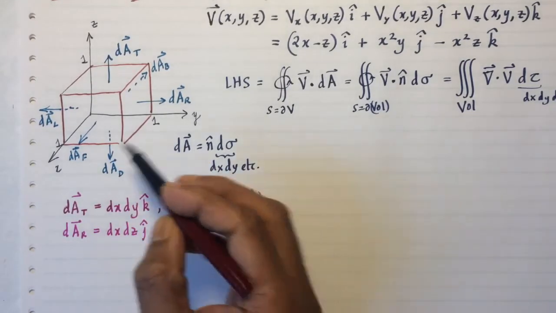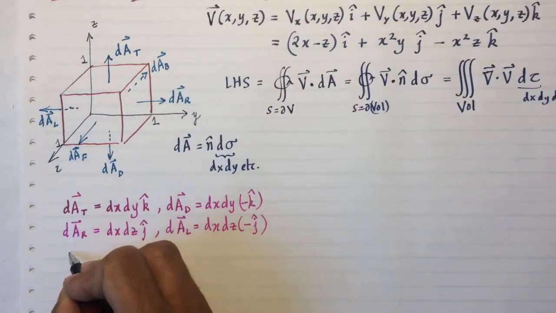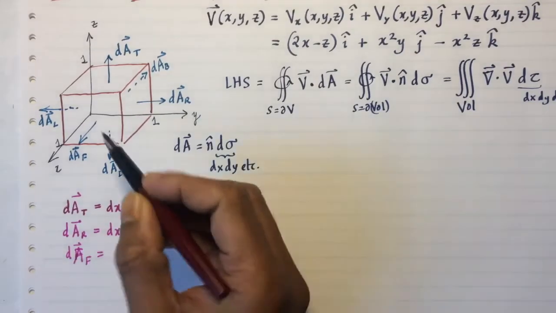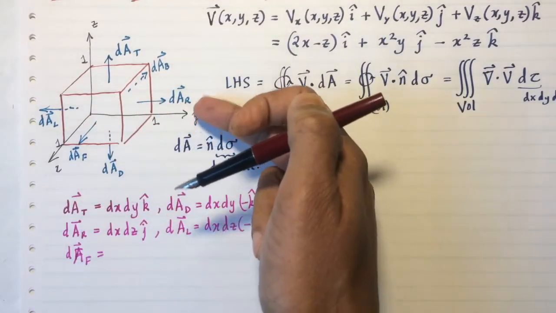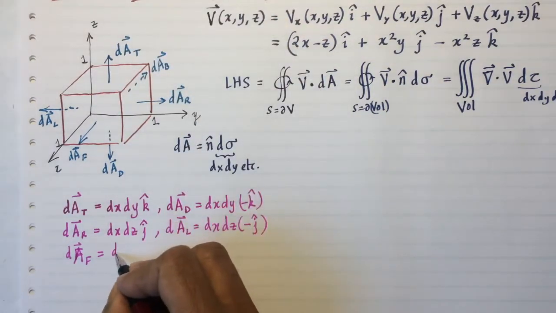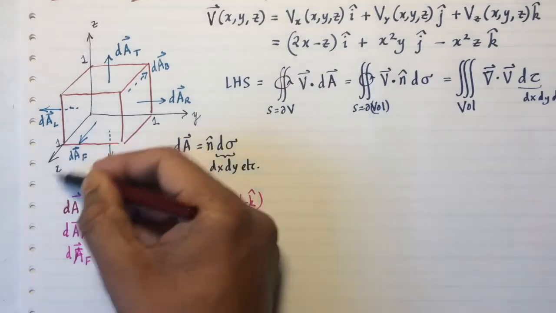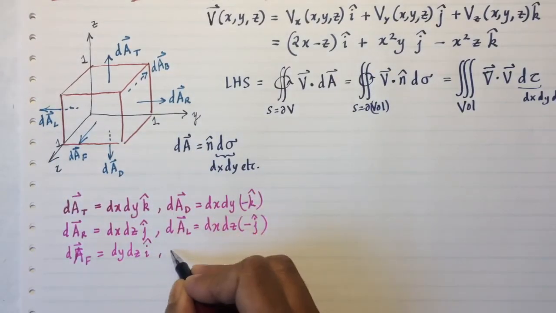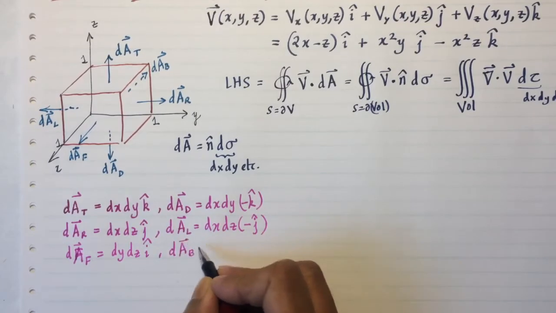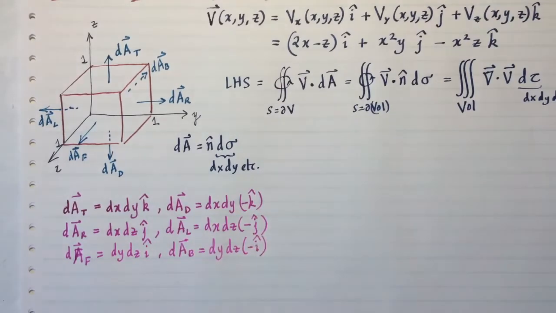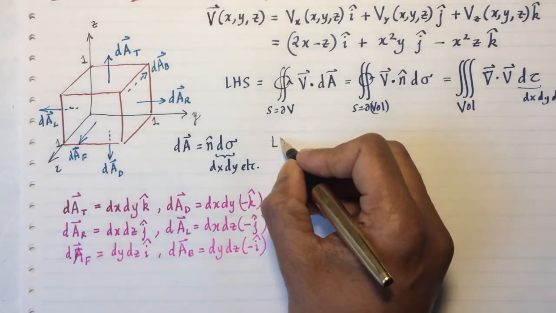Lastly, I have front and back. So I'll do the front first, and the back will just be the opposite. So dA front, the front face is parallel to the yz plane. So it'll be dy, dz, i hat, and then dA back will be dy dz negative i hat. In this manner, we have found all the area vectors that we need for the left-hand side computation. So it just amounts to writing the left-hand side out now in full detail.